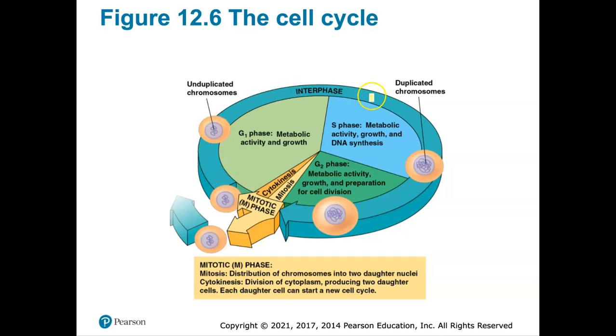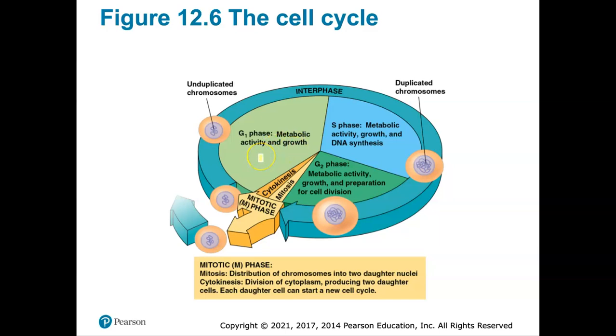So interphase, as you can see, takes up about 90% of the life of a cell. And then the cell division part, the mitotic or M phase, consists of mitosis and cytokinesis. And then moving back to G1, S, and G2. In the G1 phase, you have metabolic activity like cellular respiration and that kind of thing, and growth.